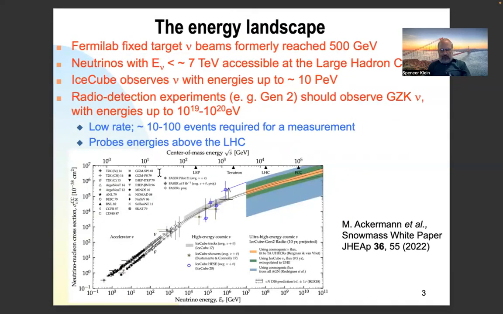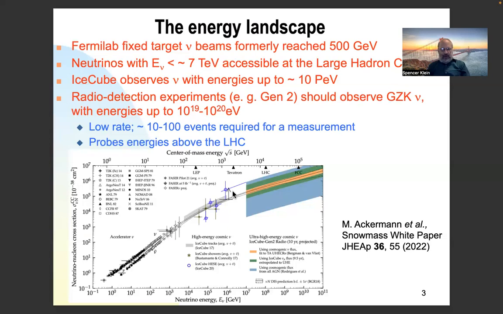This plot here from the Snowmass white paper shows the energy landscape for neutrinos. On the left, we have fixed target experiments at Fermilab and CERN, where the Fermilab neutrino beams reach 500 GeV. Unfortunately, those are no longer available. To go higher, it's possible to use neutrinos from the Large Hadron Collider, where energies up to about 7 TeV are accessible.